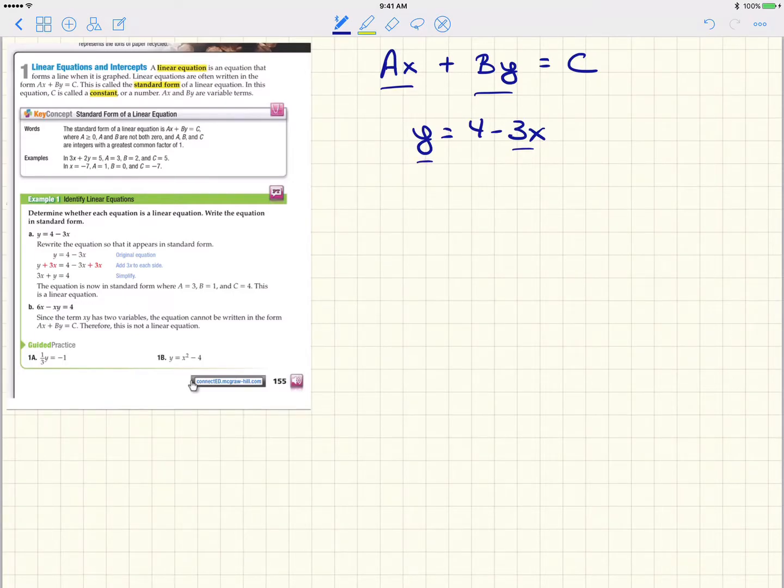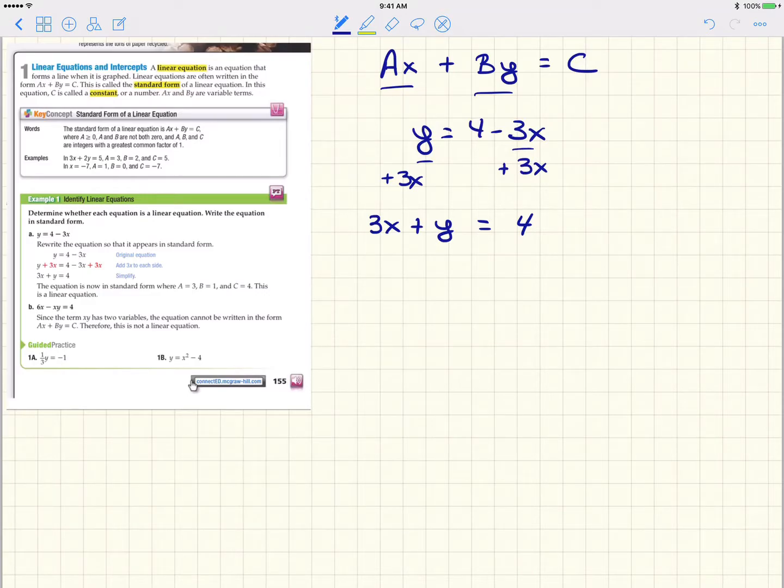Well, I can do that. If I have a negative 3x on one side and I want to move it over to the other side of the equation, I'm going to add 3x over here, and if I do so on the right, then I have to do so on the left. So what does that give me? Over on the left-hand side, I have a positive 3x combined with a y, which gives me 3x plus y, equals, well, the negative 3x and the positive 3x cancel out, so I'm left with a 4 over here.